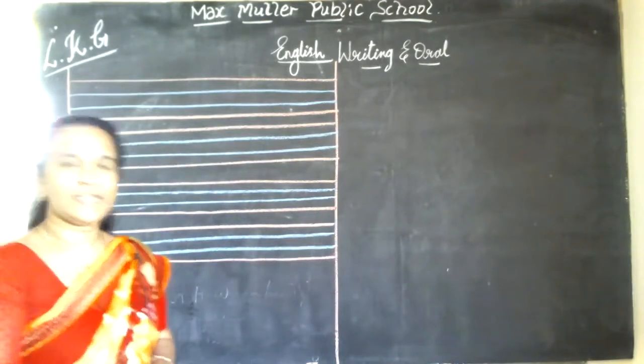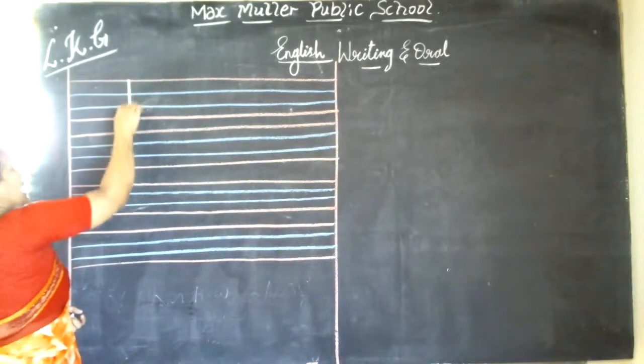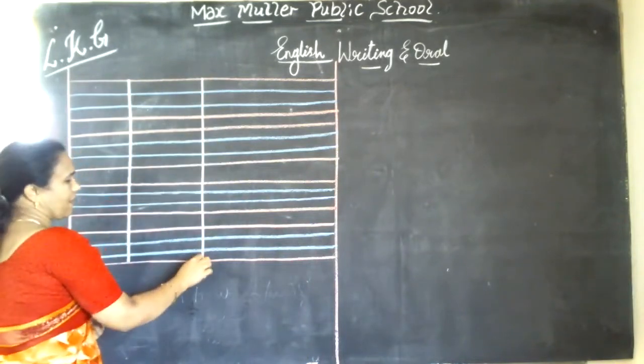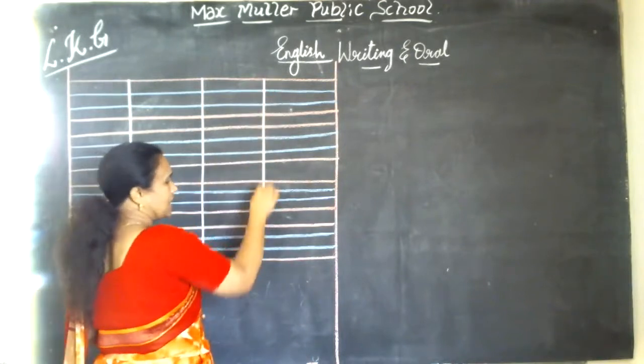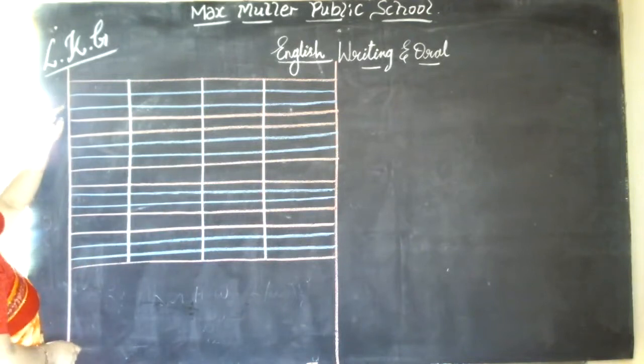You have got your English writing book now. In that book, you have to write. Okay, last class we finished S. Now in this class, we'll write T, after S. How to write T now? This is the four lines.